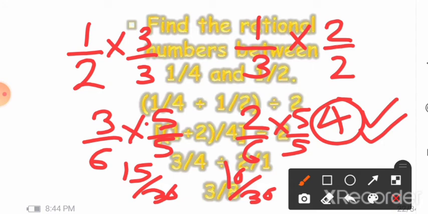So you can write that in between these numbers there are four numbers. The first one is 11 by 30, the second one is 12 by 30, the third one is 13 by 30 and the fourth one is 14 by 30. These are four rational numbers between these numbers.